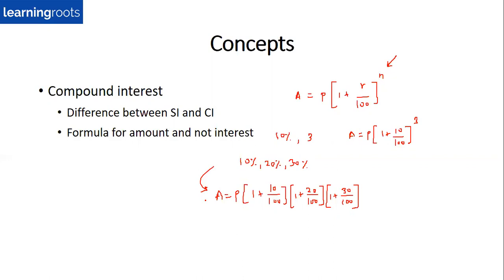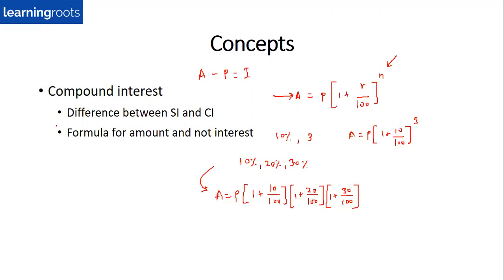So we discussed percentages, and that time we did successive percentage change. This is a classic example of successive percentage change only. If I tell you that somebody's salary is increasing by 10%, 20%, 30%, what will be the salary? Effectively, you're trying to find the same thing. So if P is 10,000, it will be 10,000 into 1.1 into 1.2 into 1.3. Now, you need to remember that the formula gives you the amount and not the interest, which means that from the amount you get, you need to subtract the principal to get the interest.